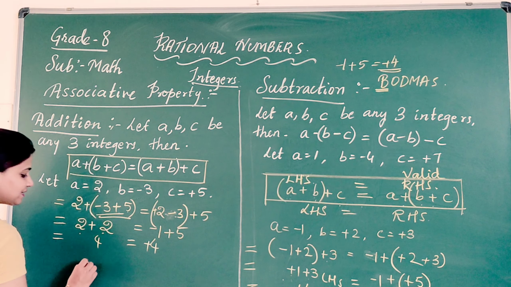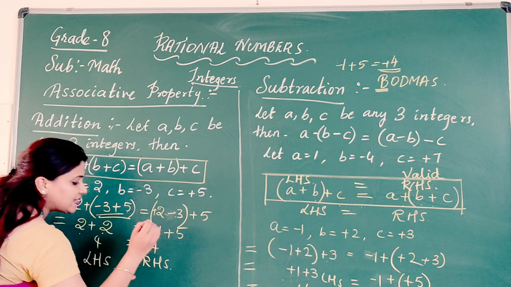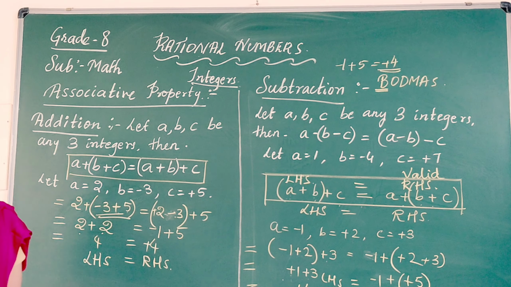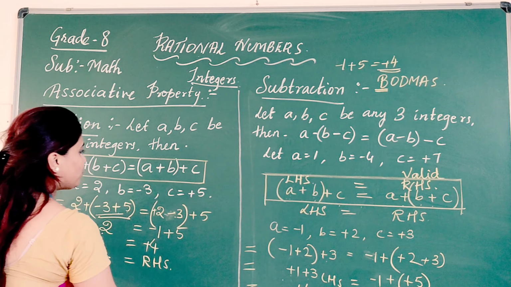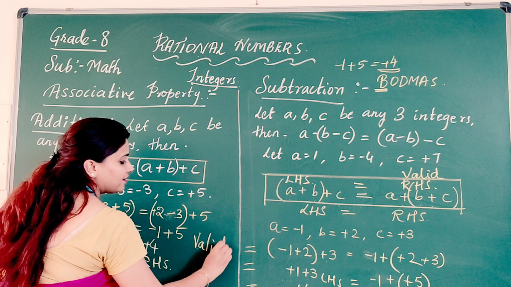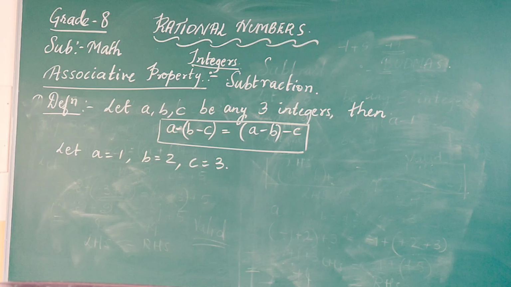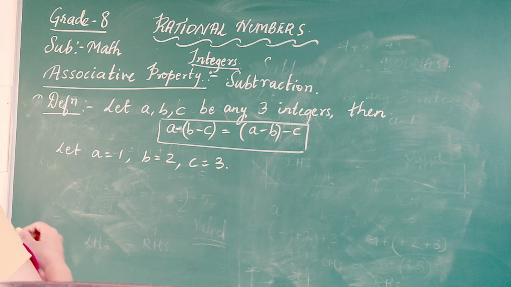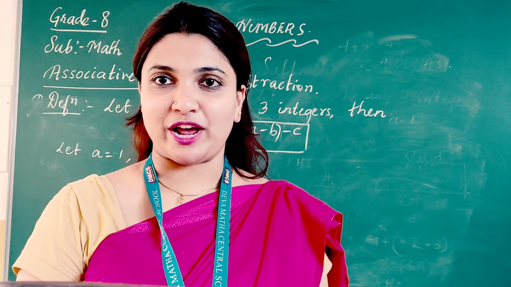Now when I look at this, LHS is equal to RHS. That is, my left hand side is same as my right hand side. So therefore, associative property of addition is valid. Clear? Yes, children. Now we will be studying completely about associative property for subtraction.